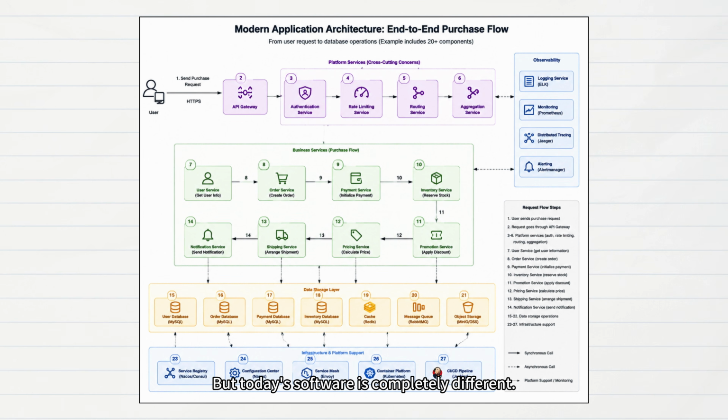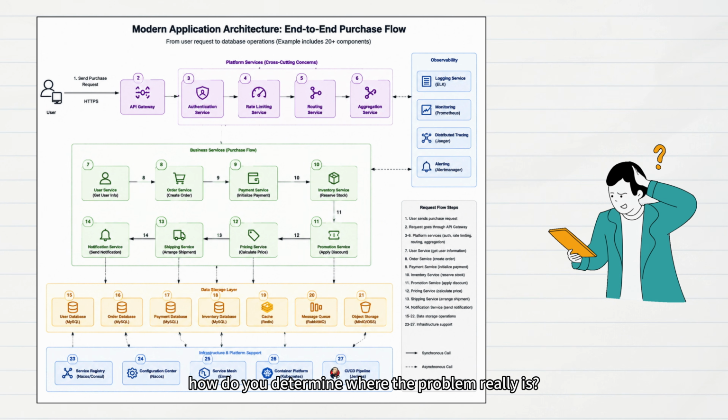But today's software is completely different. A modern application might look like this. A user request first goes through an API gateway, then sequentially enters the user service, order service, payment service, and inventory service. Finally, it accesses the database. A simple purchase operation passes through a dozen or even dozens of components. So how do you determine where the problem really is?